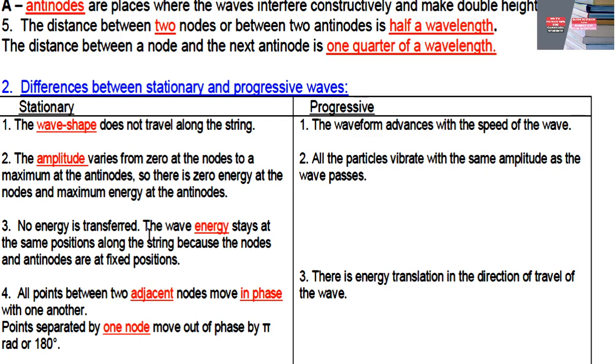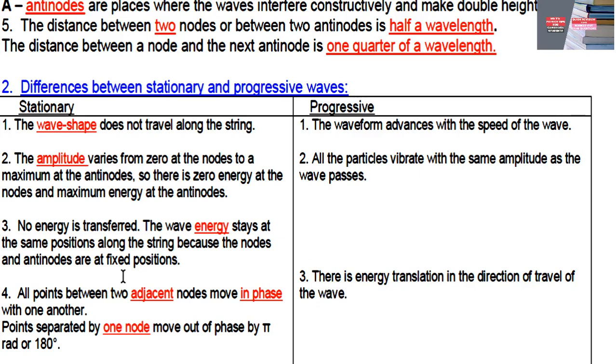No energy is transferred in a stationary wave. The wave energy stays at the same positions along the string, or along whatever medium is used to produce the stationary wave, because the nodes and antinodes are at fixed positions. But we know that in a progressive wave there is transfer of energy from one place to another. There is energy translation in the direction of travel of the wave.